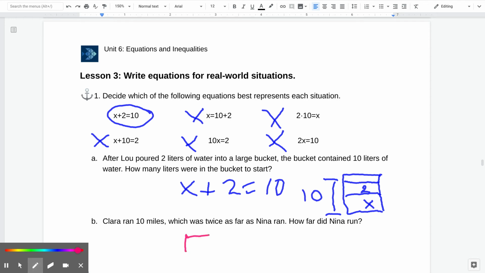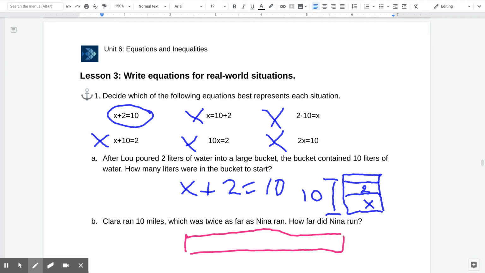All right, so Clara's, using a standard tape diagram with a bump in there, ran 10. That's twice as far as Nina, so Nina ran this part here. So let's see. 2 times Nina equals 10. Yeah, that makes sense. Nina ran half of 10, so I could also write it in a different way. But this will work for figuring out these ones.